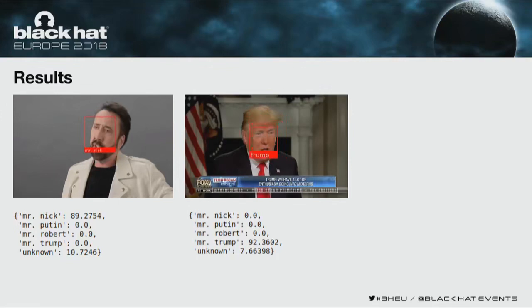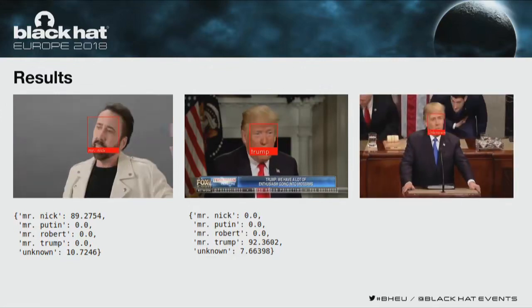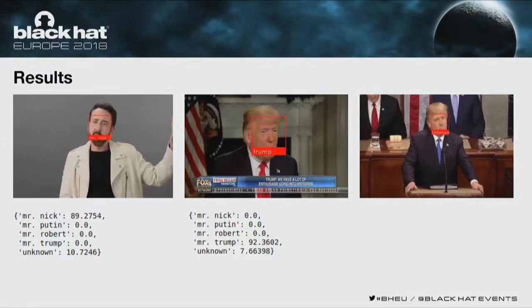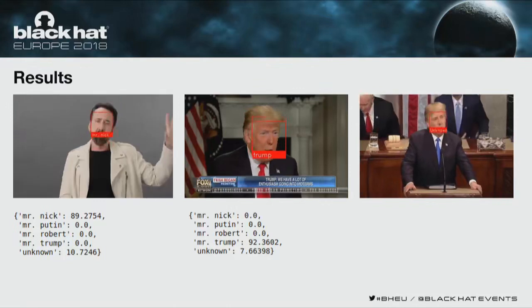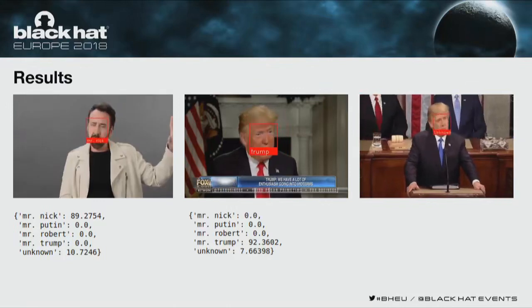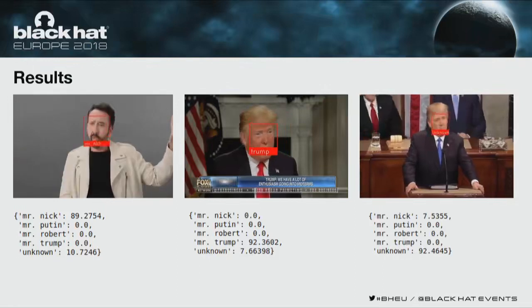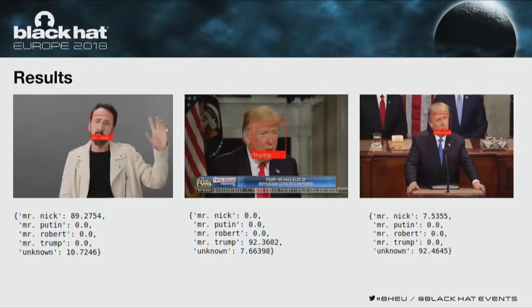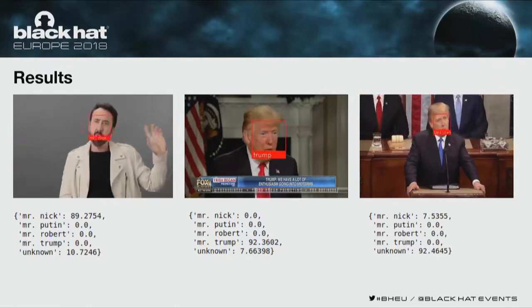Now here goes the interesting one. This is a deepfake video, which was freely available on the internet. You can see that Mr. Trump's face is swapped with Mr. Nick's face. Now when we pass this video as an input, we got this as the output. Our prototype thinks that there's only a 7% chance that Mr. Nick is actually present in that video, and there is no chance that Mr. Trump is present in the video.